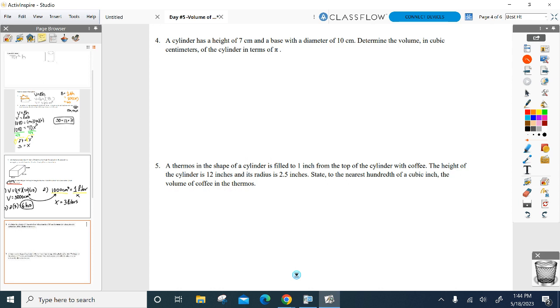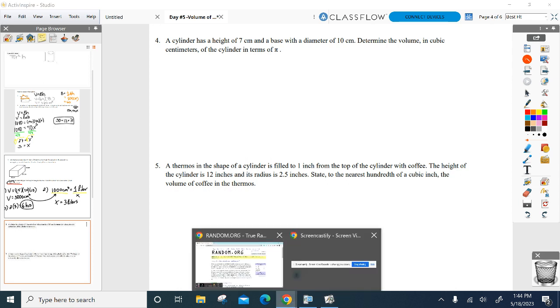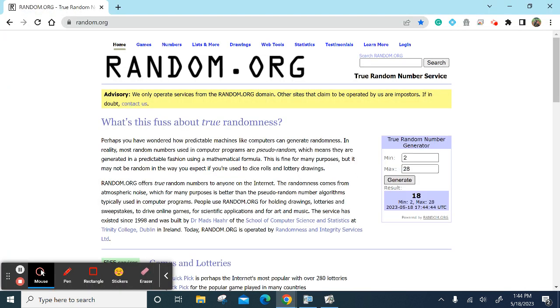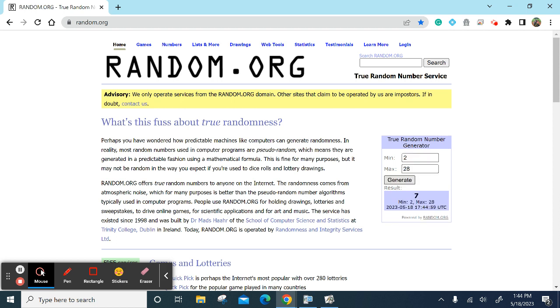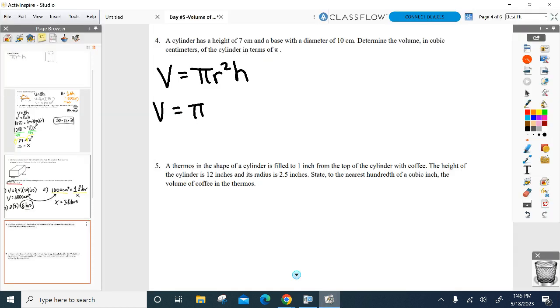What's the volume of this cylinder? Remind me again, it's on your formula sheet if you forgot. 18, volume of a cylinder. Pi r squared. Thank you. How about the radius of this cylinder? Radius, 7. 5, yep, half a 10. Squared, height's already given. 7, pay attention to the directions. Leave your answer in terms of pi.